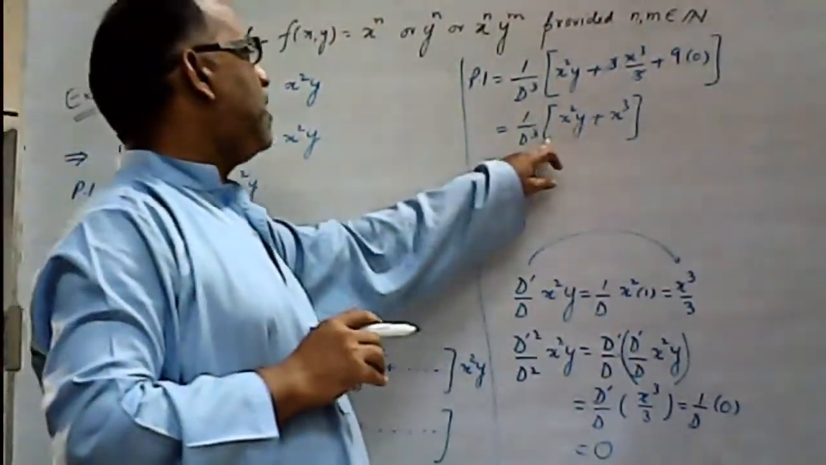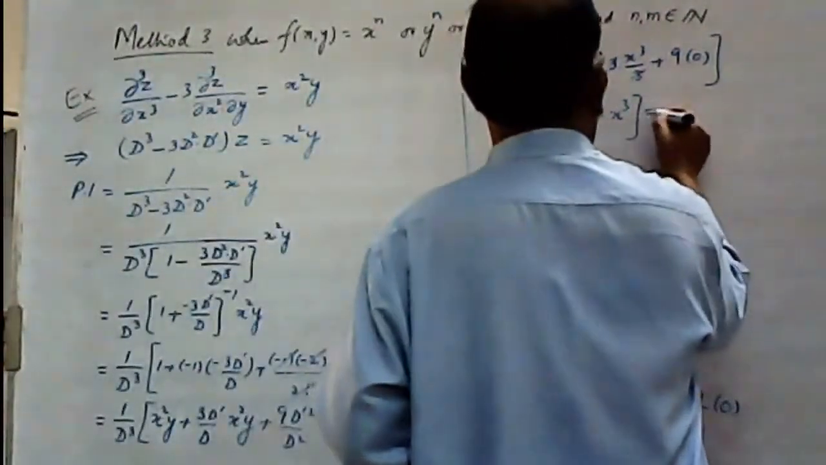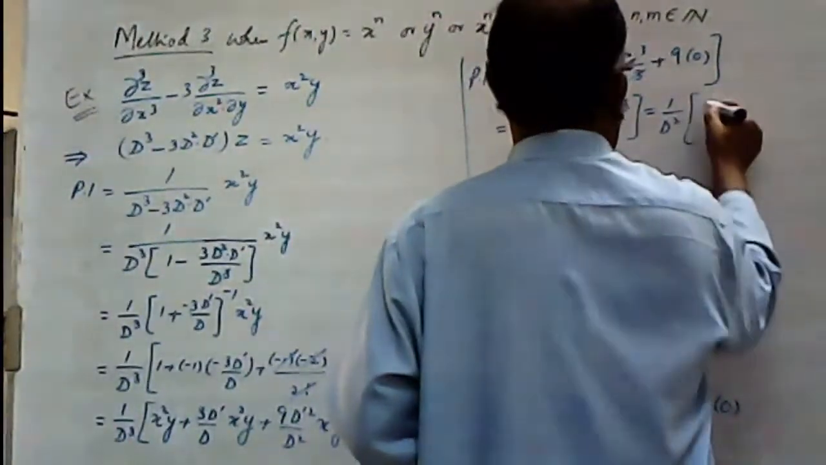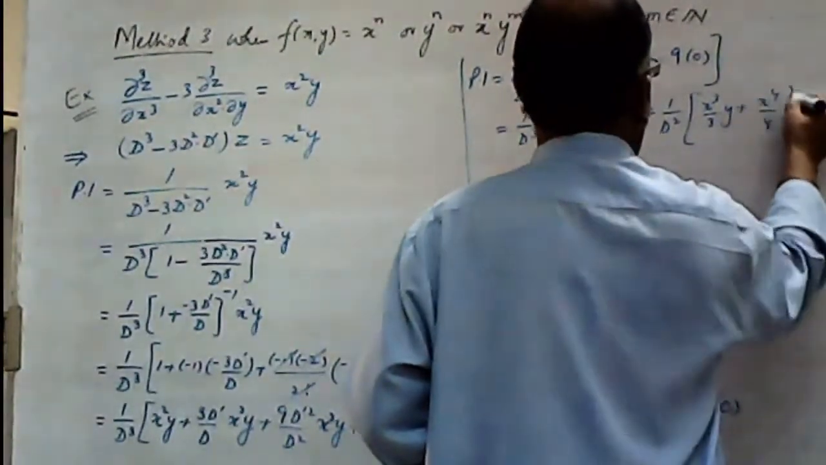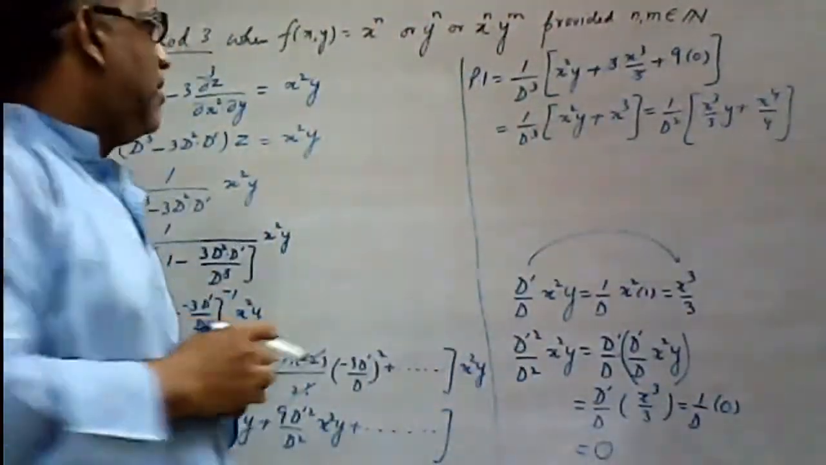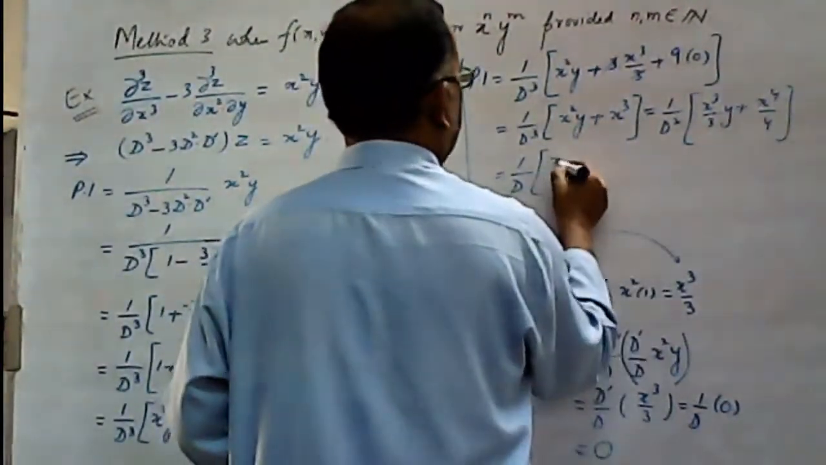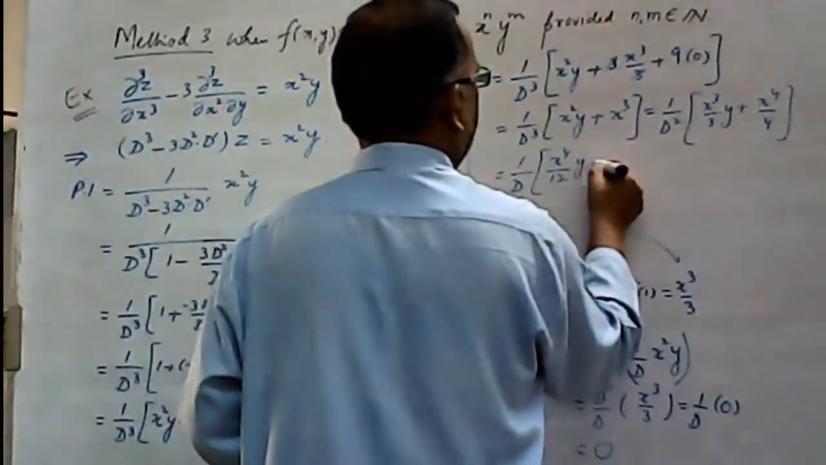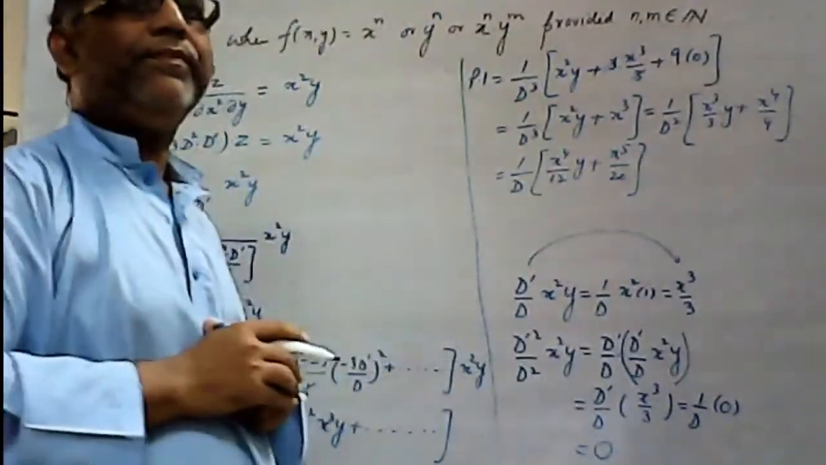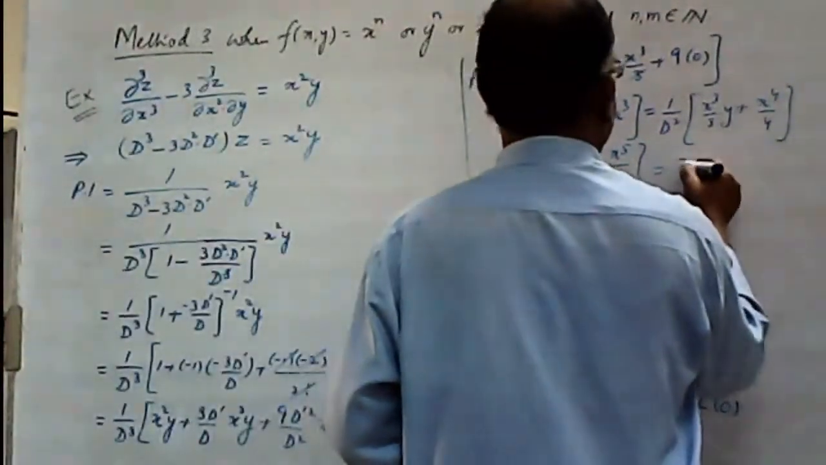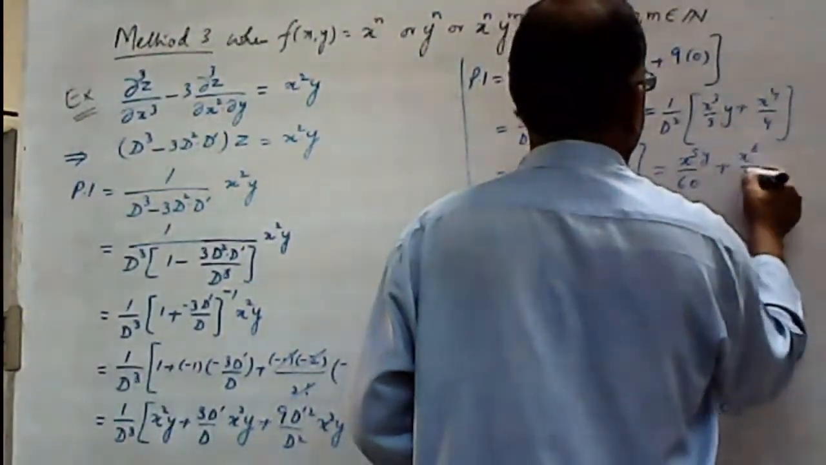Now we need to integrate this term 3 times with respect to x. So integrating first is x cube by 3 y plus x4 by 4. Then second time, 1 upon D is here. So x4 by 12 y plus x5 by 20. And then the final integral is x5 y by 60 plus x6 by 120.